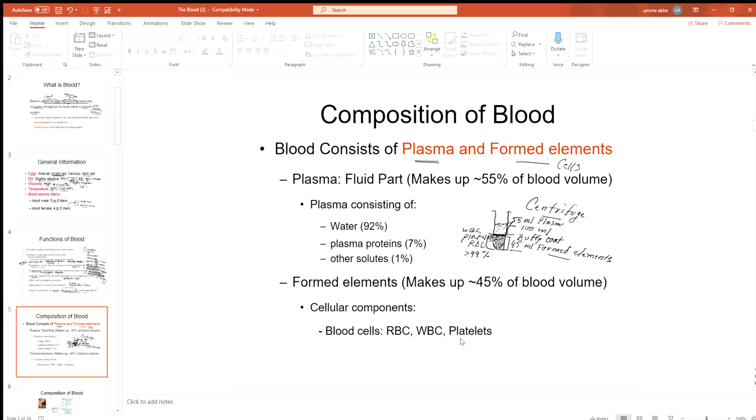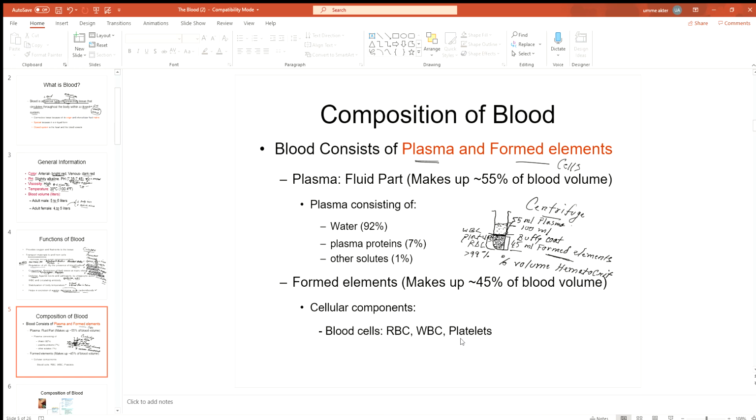Okay, so that is the composition of the blood and how you can separate those two components. And the volume of formed elements, percent volume, which is 45% here, is called hematocrit. Hematocrit, remember. So now if I ask you, this 45% is given by which cells?